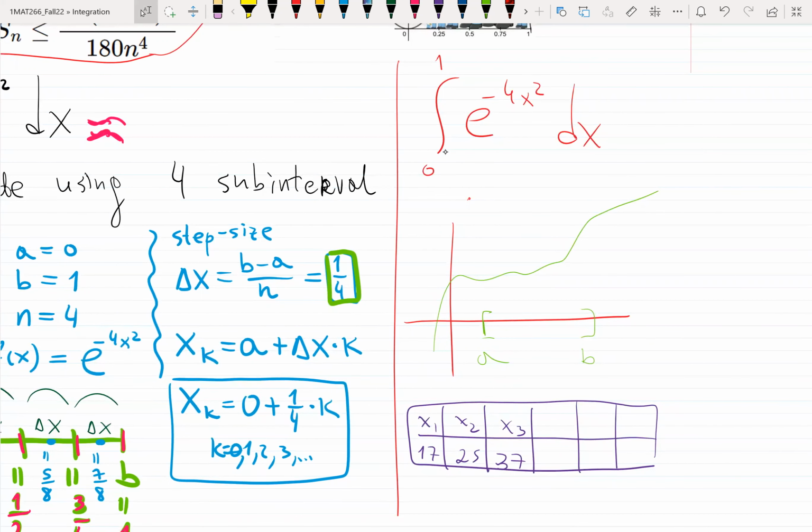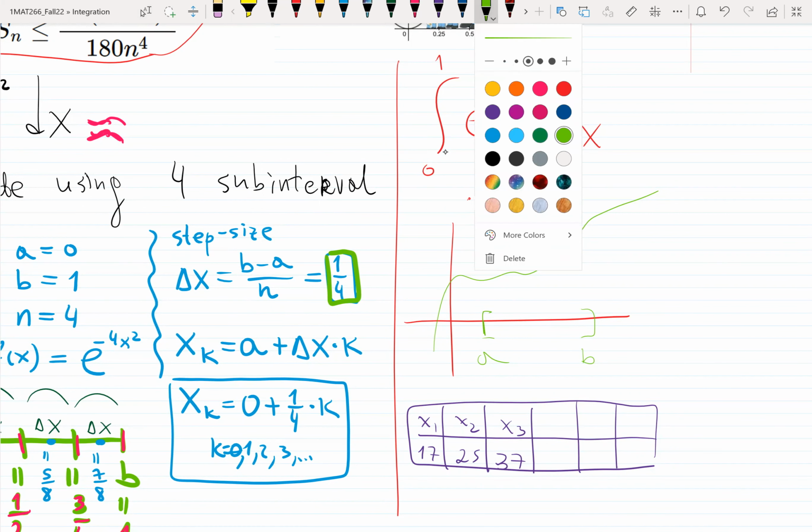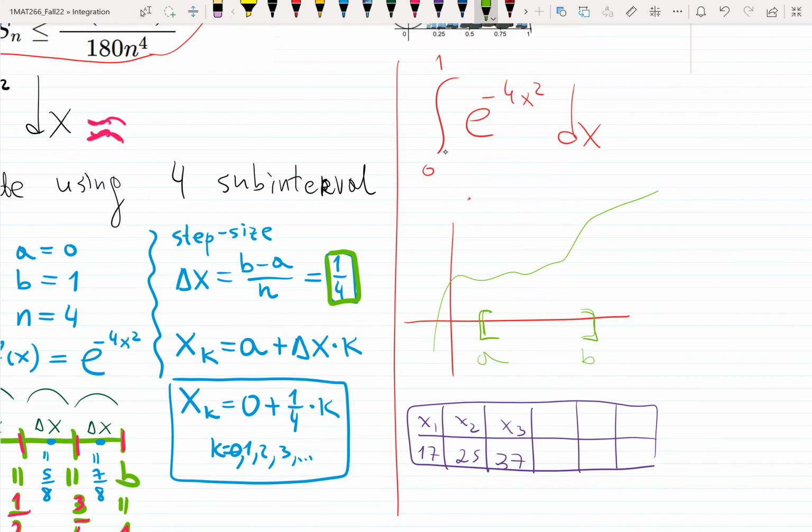For you to know, Simpson's rule is very popular. You will see it in lots of books and lots of applications. Simpson's and Euler's rule are pretty popular. They're good, engineers like them. You might hear about them later.